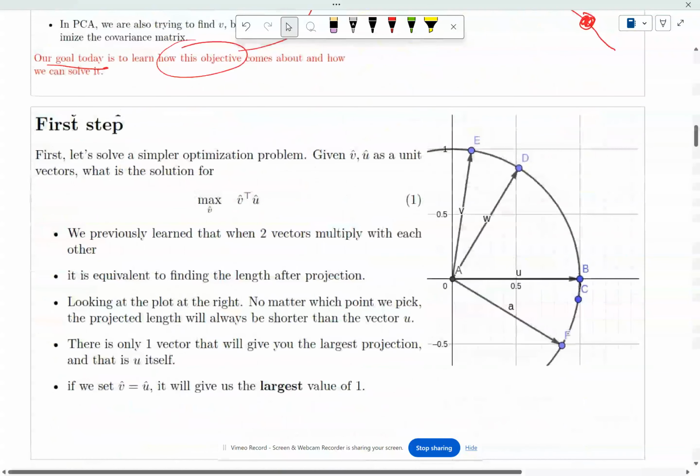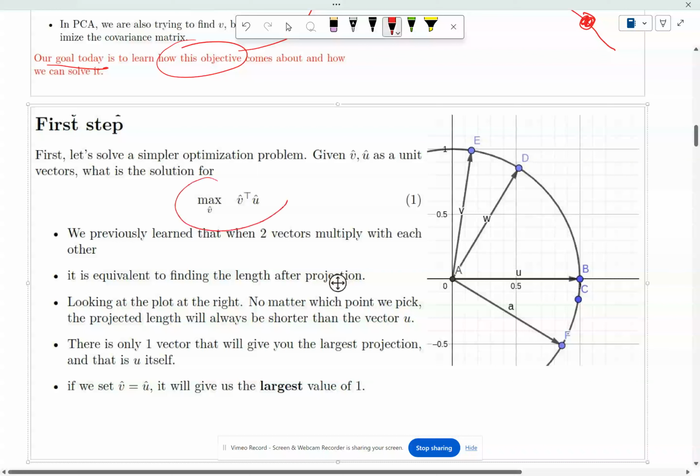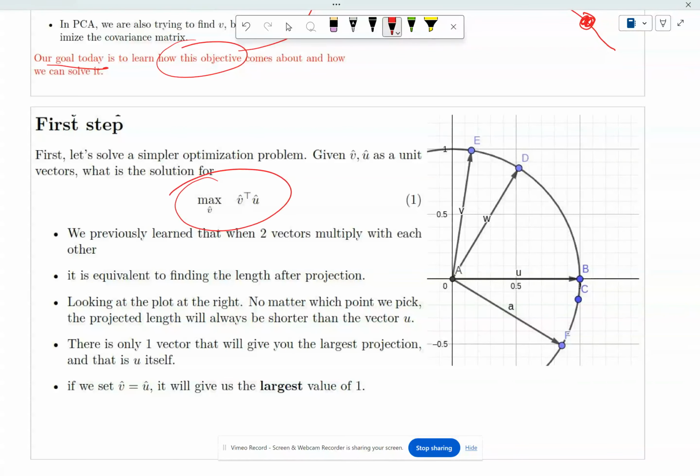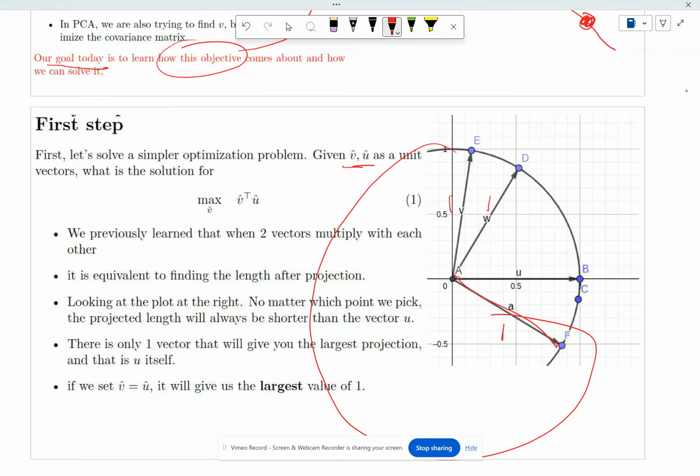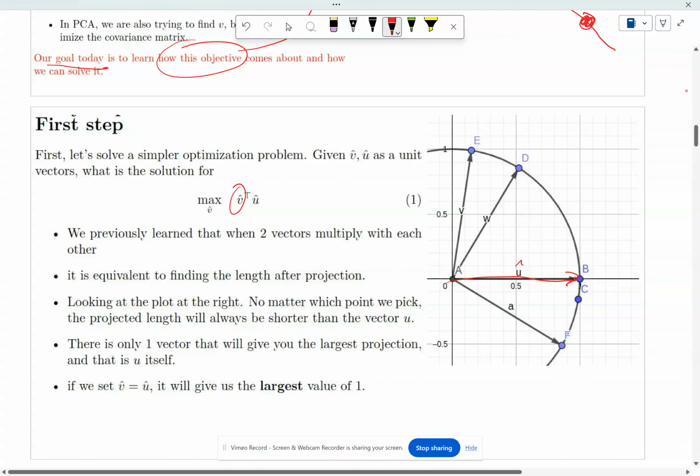But let's look at it from a very simple case. First, in this case, we are projecting, right? We're doing a projection essentially. And both of them we're going to assume to be a unit vector. So the distance is on a circle, so every one of these is length of 1. We want to find what is the solution for this? So we have U, right? And we're projecting V. V could be this one, V could be this one. We're trying to pick the V such that after the projection, this whole thing is maximized.